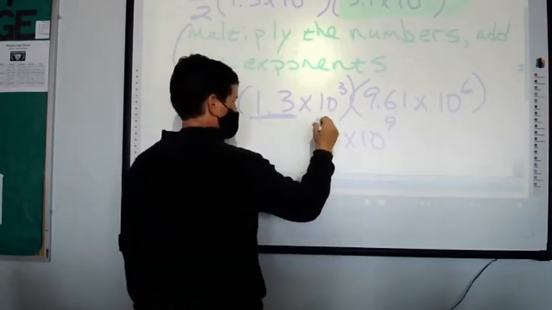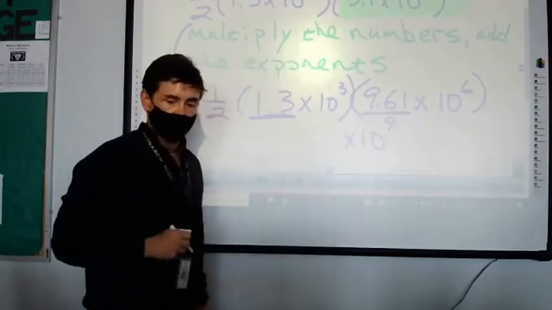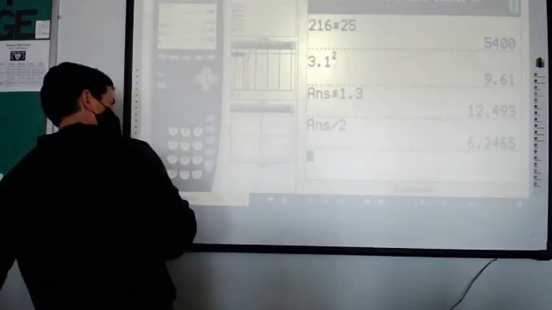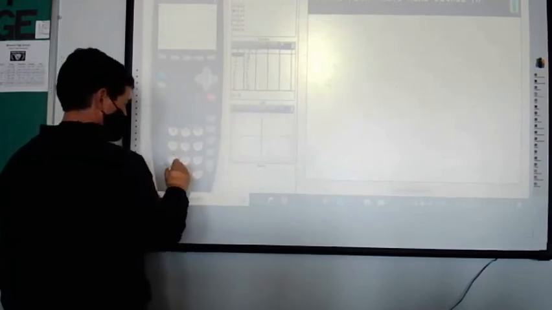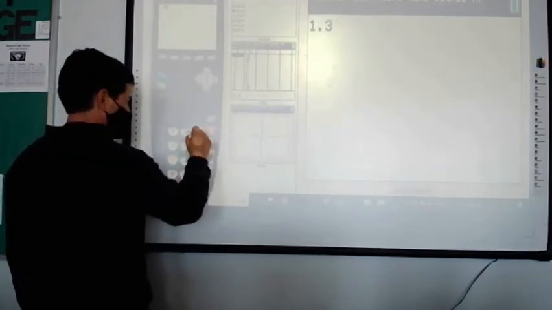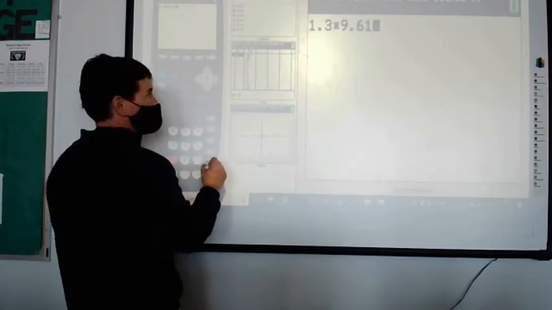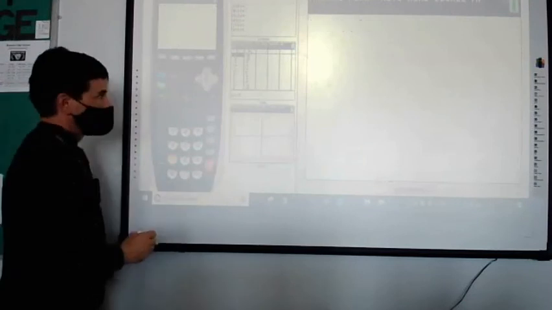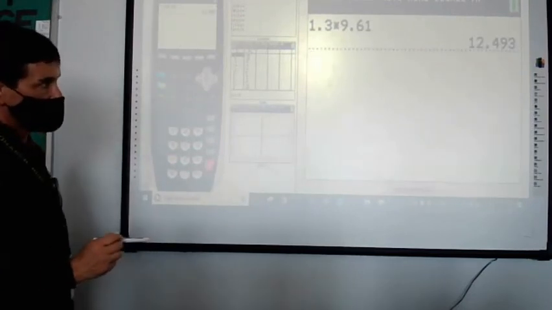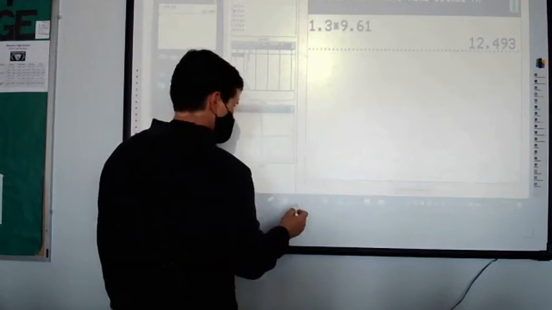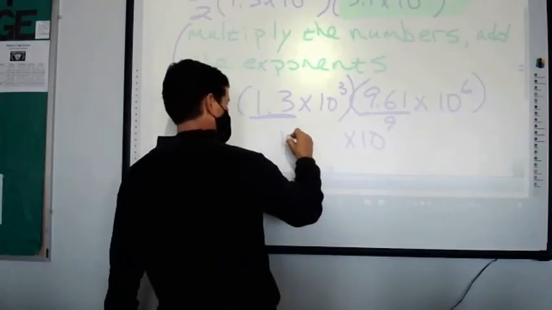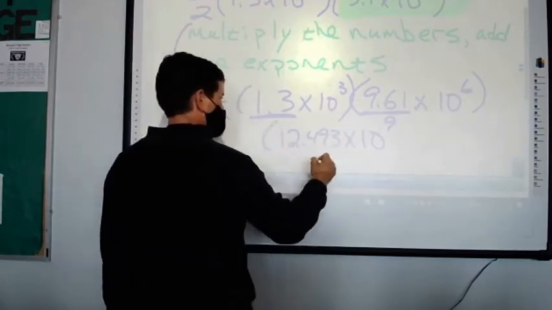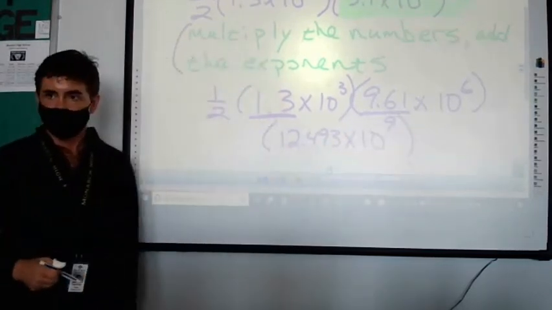And then I have to multiply 1.3 times 9.61. I'll just clear it out so you can see it. 1.3 times 9.61 is, my calculator will let me hit enter, 12.493. So we have 12.493 times 10 to the 9th power.